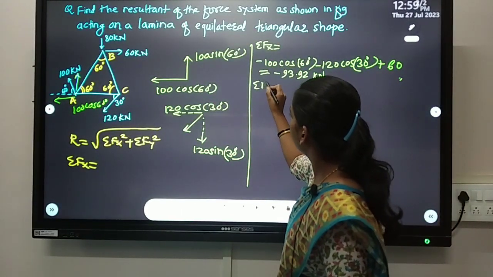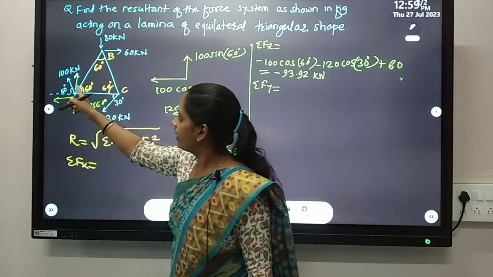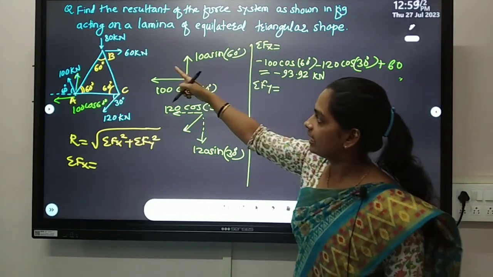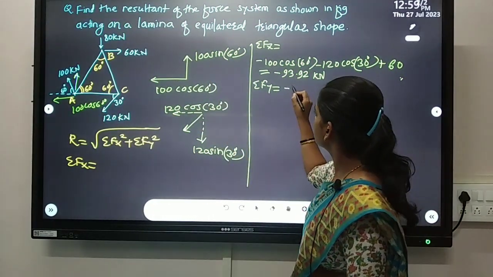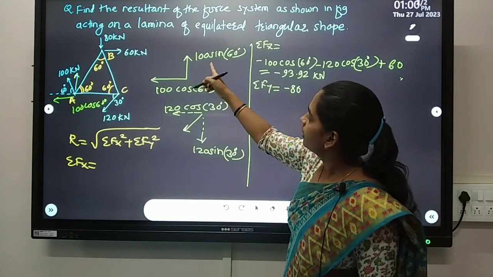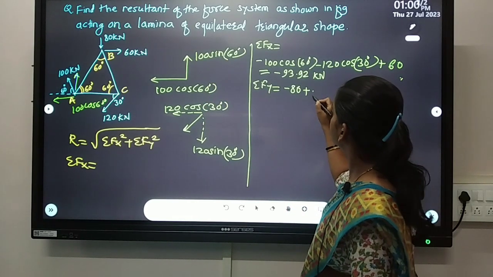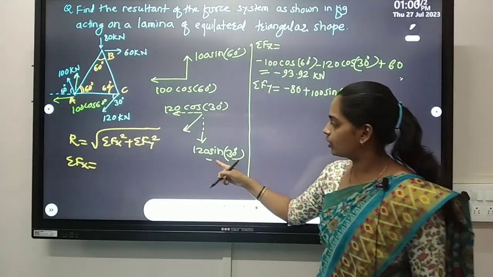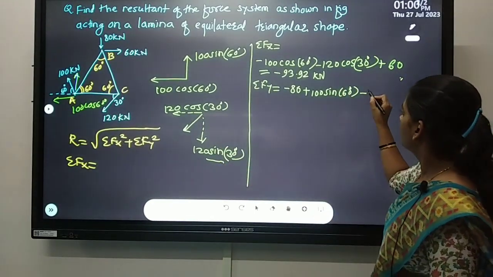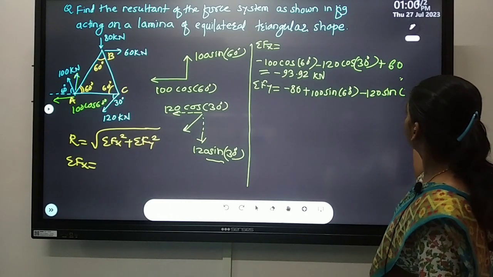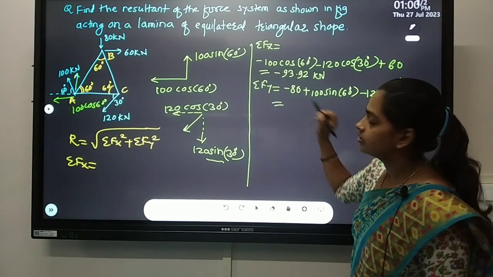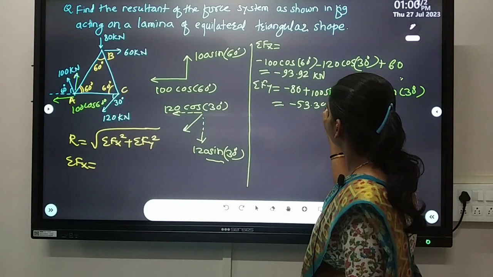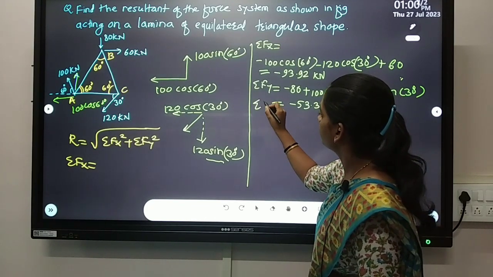Then calculate summation f of y. Summation f of y, component of this plus component of this plus this vertical component. Since 80 kilonewton is coming down, consider as minus 80, 100 sin 60 going up, that is why plus 100 sin of 60 degree, then this particular component coming down, that is why minus 120 sin of 30 degree. Just tell me the value. Minus 53.39 kilonewton. Okay. Summation f of y.